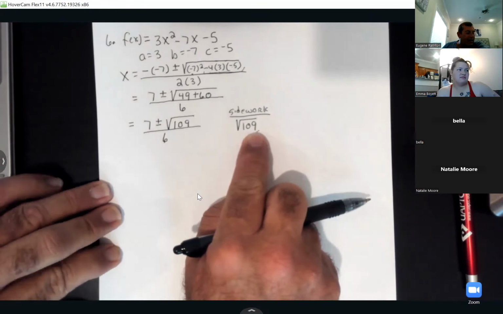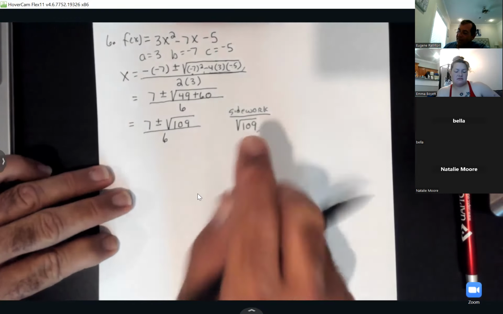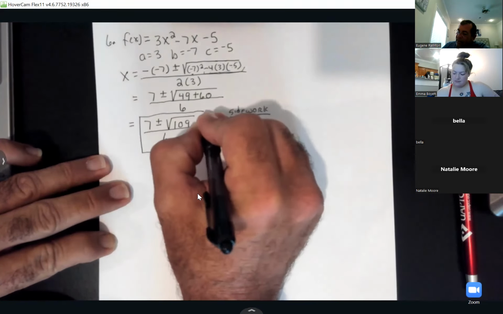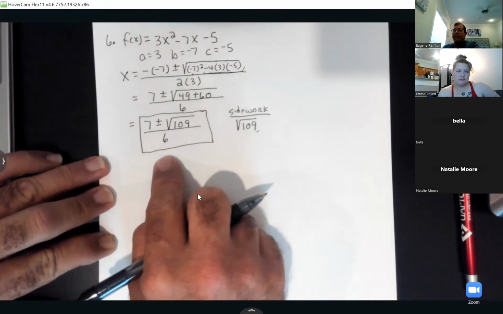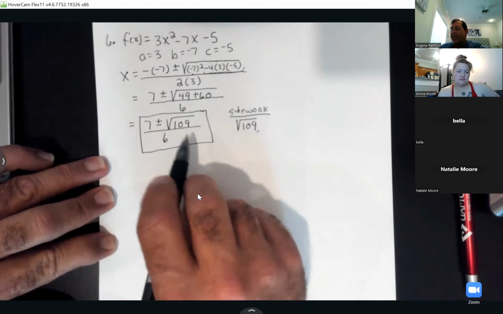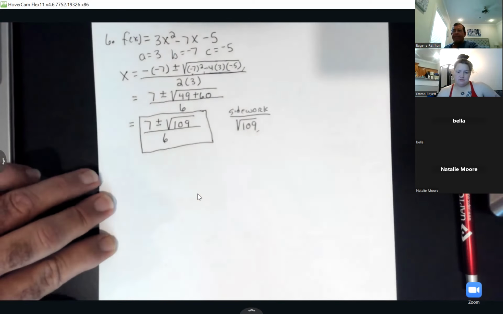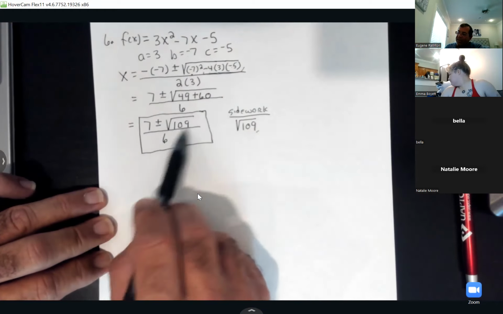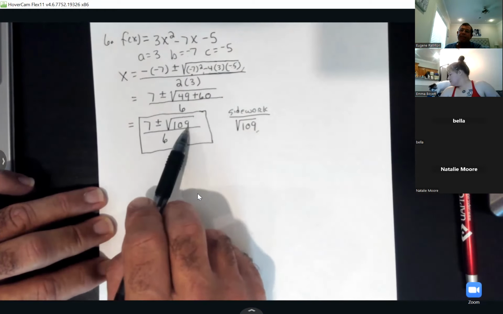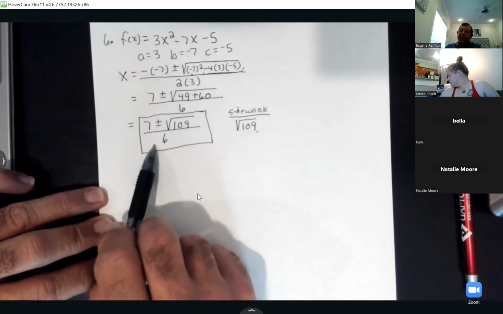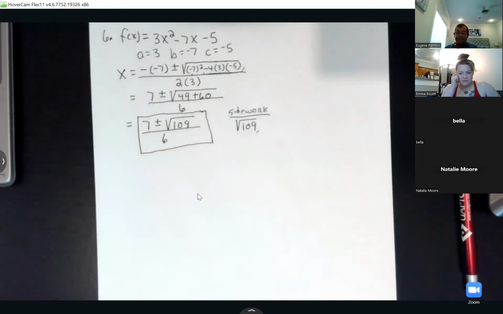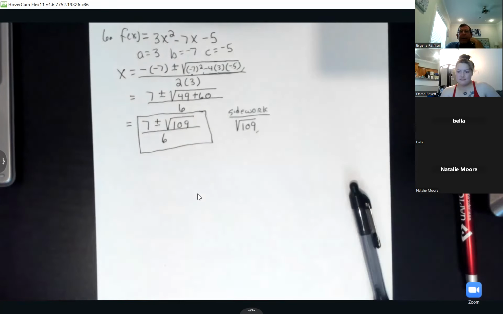We cannot simplify this. So guess what? That means our final answer is 7 plus or minus the square root of 109 over 6. Now, I don't have to split this one into 2 fractions because I don't have the i's in it, okay? So the trick is getting it to this radical and then seeing if that radical will go any further or not. If it don't go any further, stop and be done. Use the plus or minus instead of having to write this twice in MATLAB, okay? All right, y'all, so let me go back and pause this video.